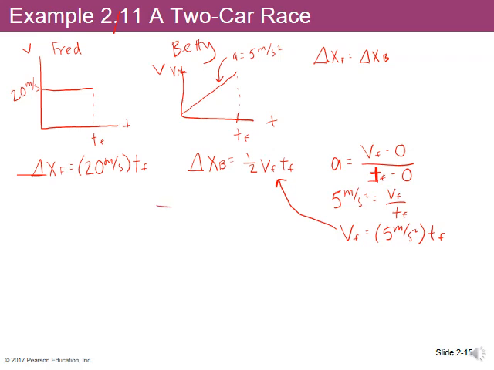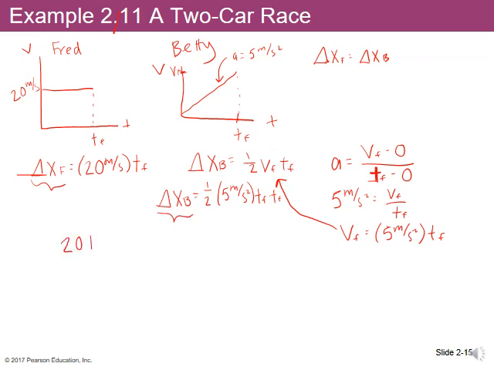And we can have that displacement of Betty is equal to 1/2 of 5 meters per second squared times TF, which would be TF squared. Now we know that this and this have to equal each other. So we can set those equal.